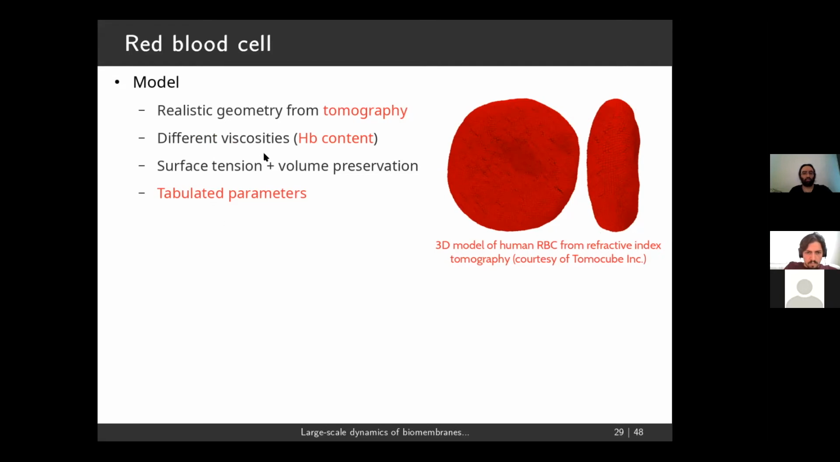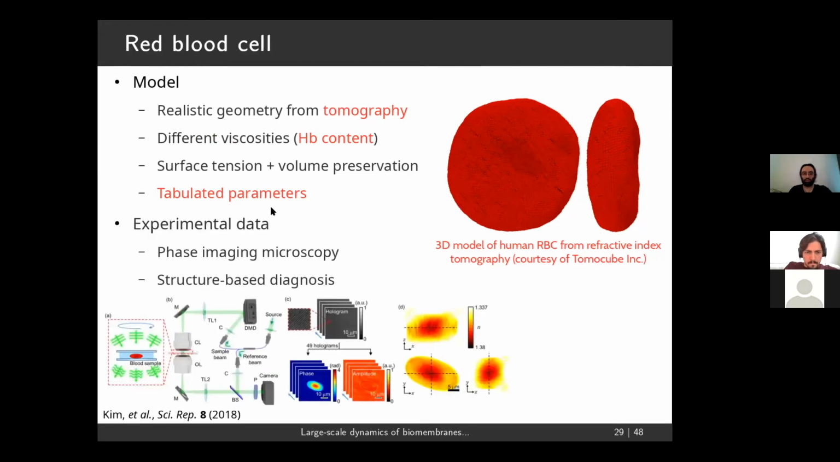And so I put in a variety of properties. I don't go into detail here, but this is a field which has much recent interest. People are interested in doing single cell diagnosis. They put one red blood cell under a phase shift microscope, and they can study how it fluctuates and they can get 3D models of its shape. And this is what I did.